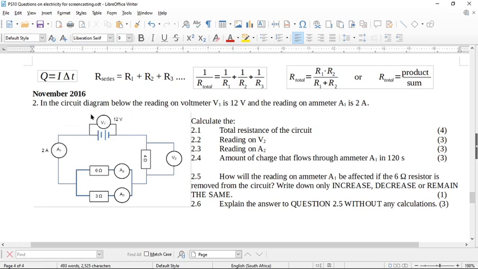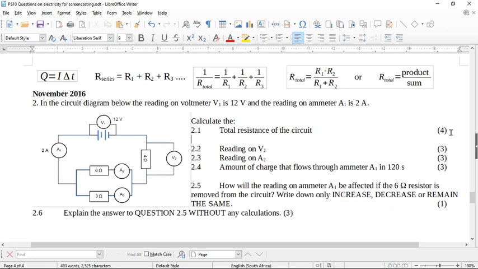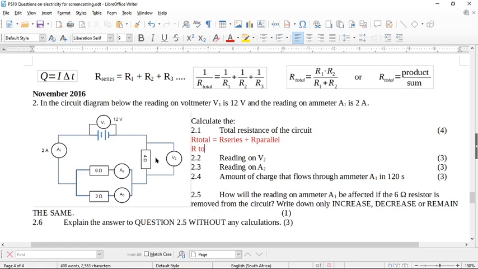Okay, so in this circuit we have one series resistor and two parallel resistors. So in order to calculate the total resistance, we have to get this R series. The R total will be the R series plus the R parallel. Let's work this out here. So my R total: what is my R series? There's a 4 ohm in series. What is my R parallel?